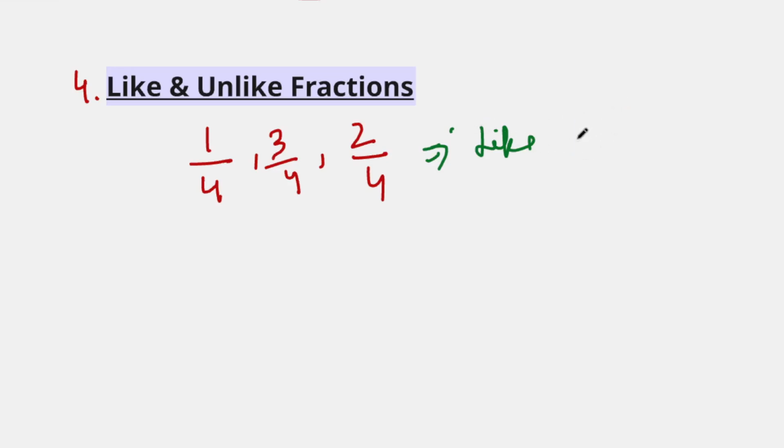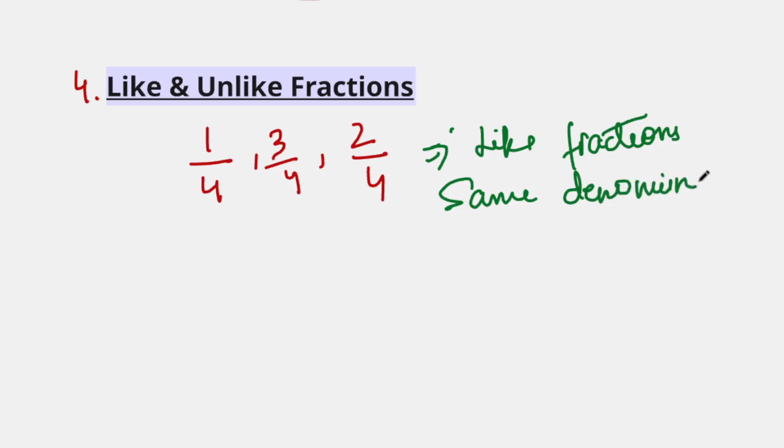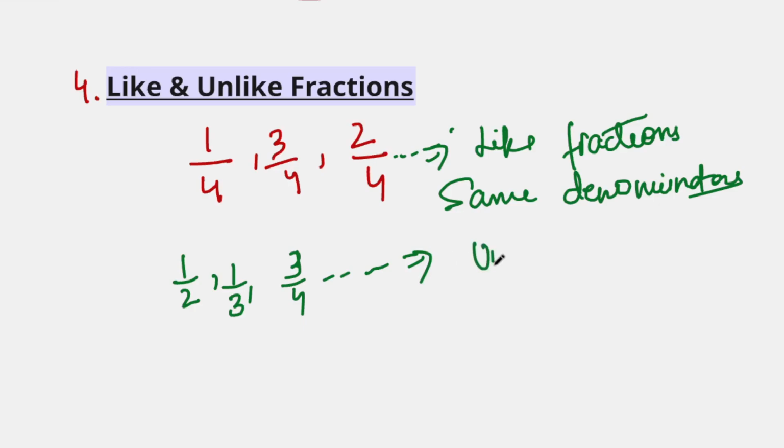Sorry, not like denominators, we'll say like fractions. Like fractions have the same denominator. So can you guess what unlike fractions are? I guess you do, right? Different denominators. So we can write 1 by 2, 1 by 3, or 3 by 4, and so on. These are unlike fractions. And how do we identify them? Because they have different denominators.